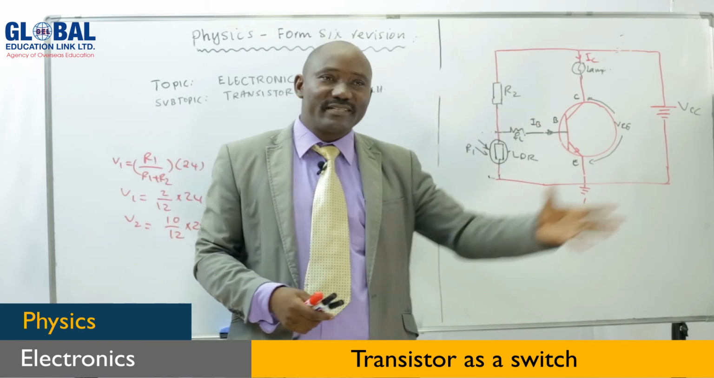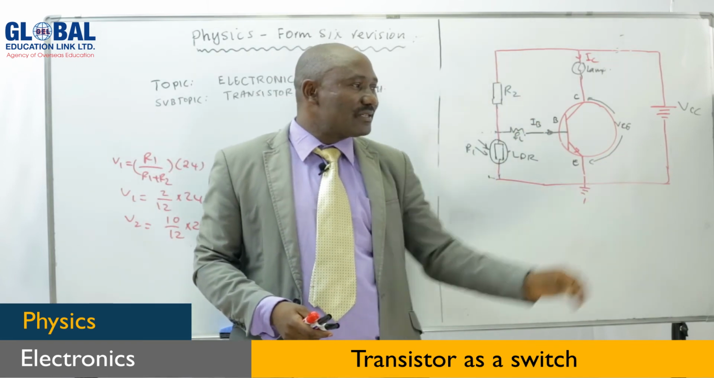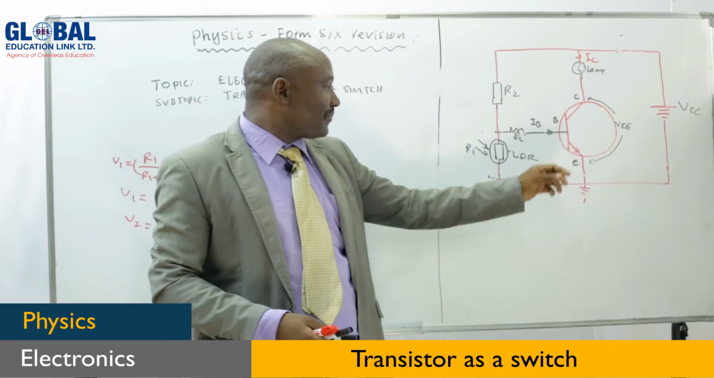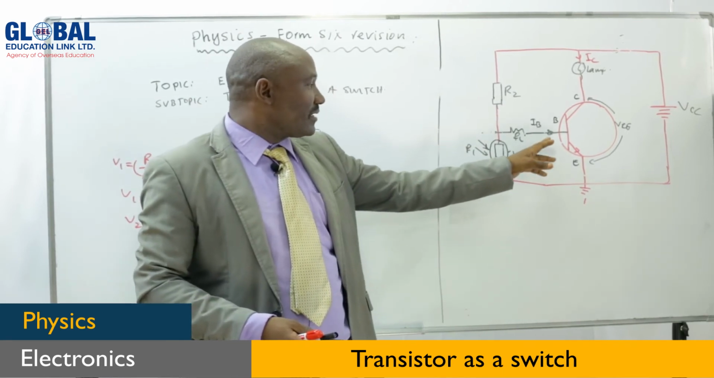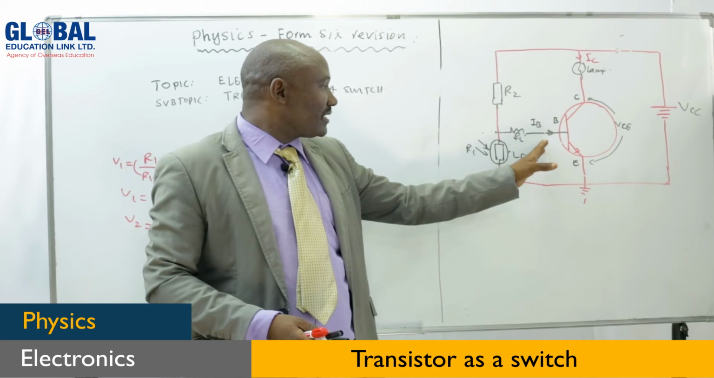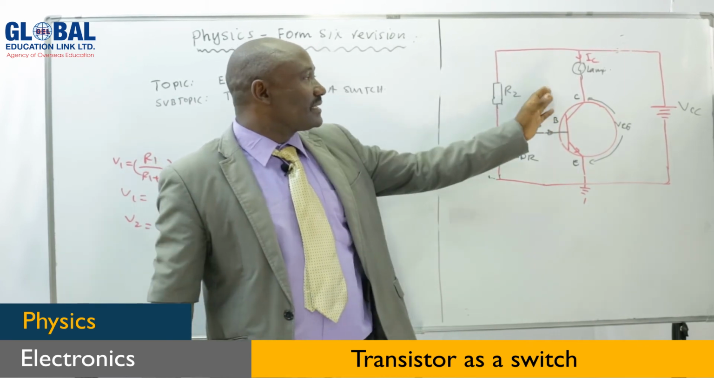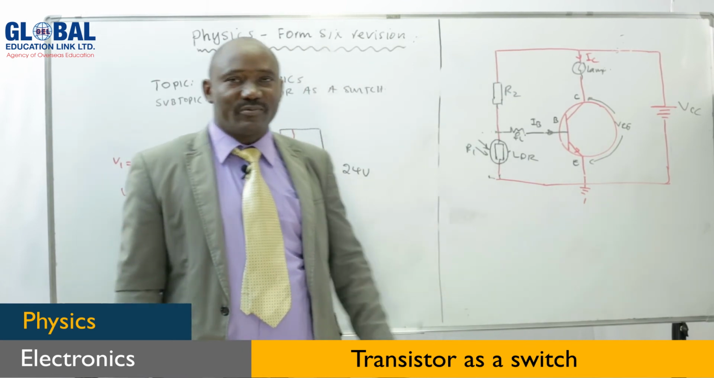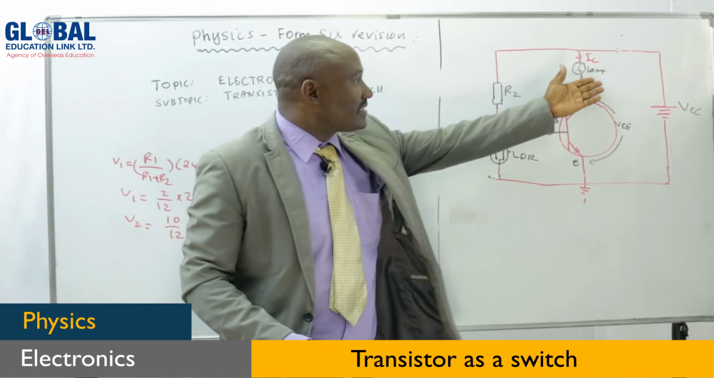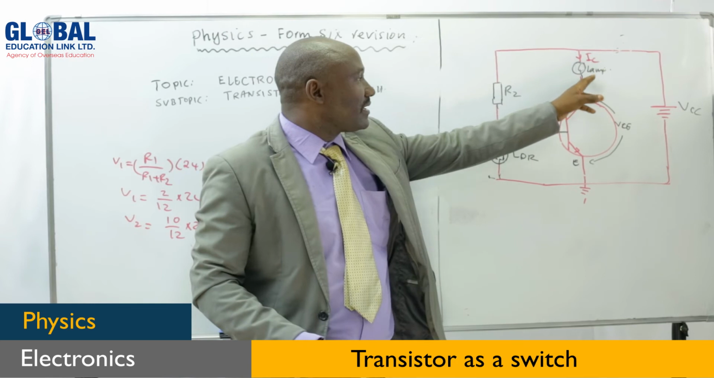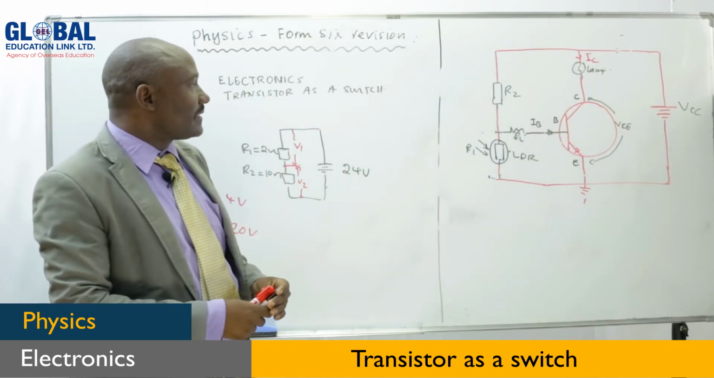This is where the application of a transistor can be used. And we know the principle: the voltage that will be applied here will be sufficient to produce the current, and that current will make the output current flow. As a result, any component placed here can be operated.